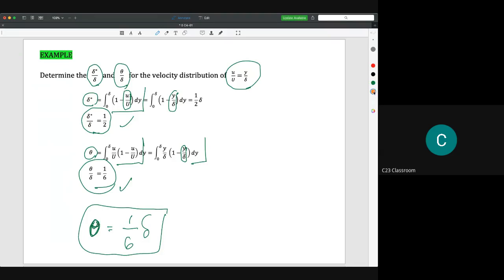Another thing that I would like to explain here is the meaning of u over U equal y over delta. So u over U here is actually to reflect the velocity distribution. In certain textbooks, they will give it in terms of u is equal to y over delta times capital U.